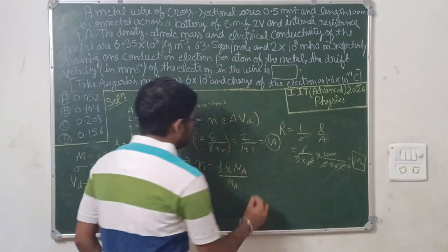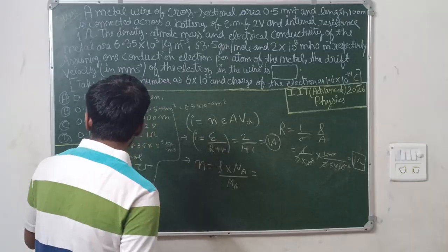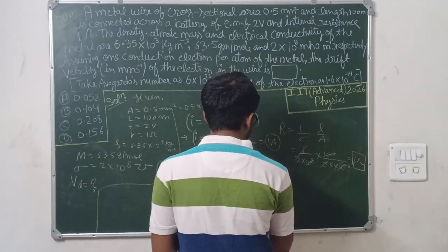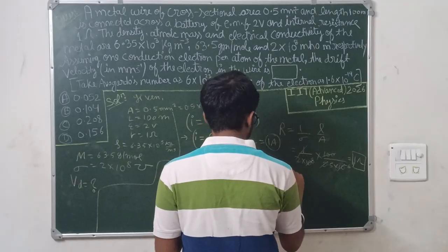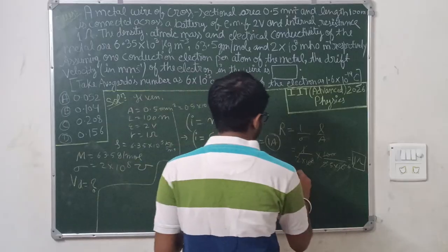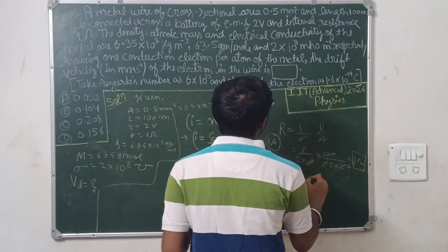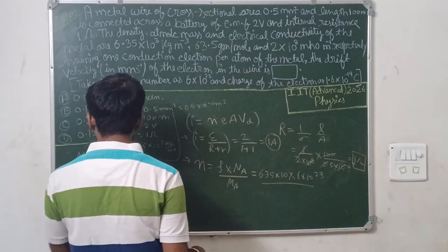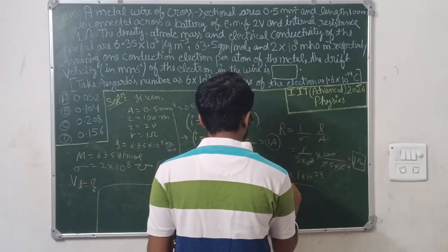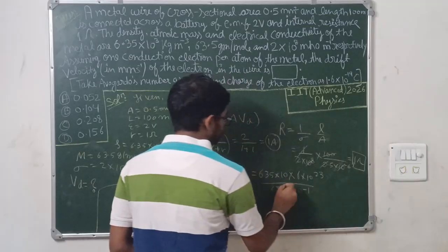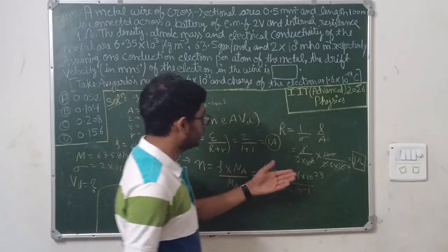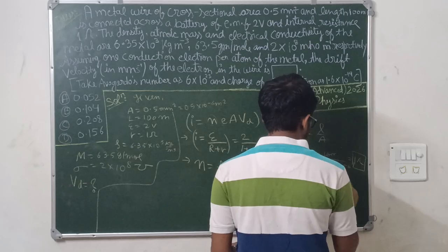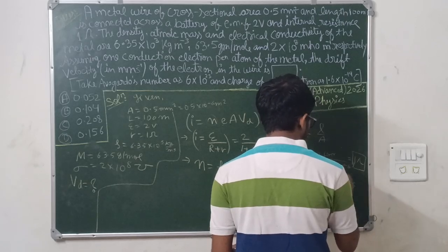Now, what is density here? Density is 6.35, or you can just write it as 635 into 10, removing the point. Avogadro's number is 6 into 10 to the power 23, upon what is the atomic mass? It is 635 into 10 to the power minus 1. So 635 cancels, and this will go in the numerator as 10 to the power 2. It is 6 into 10 to the power 25. This would be the value for n.